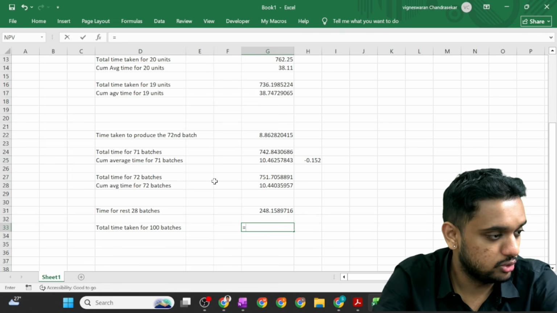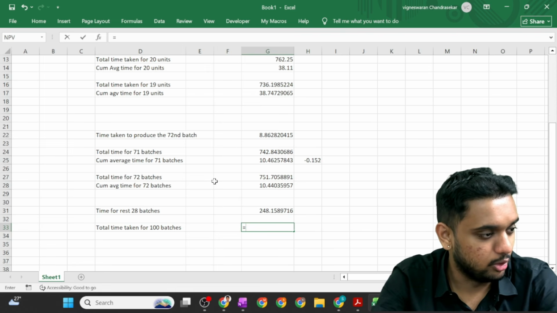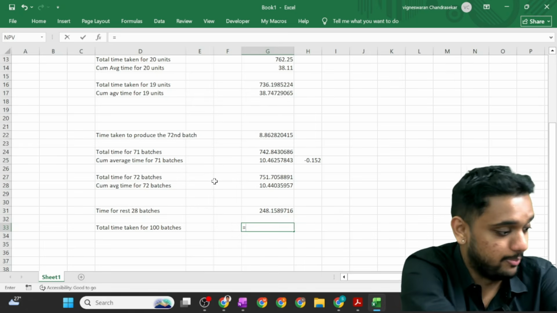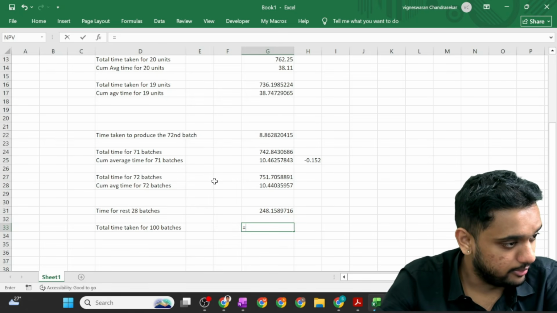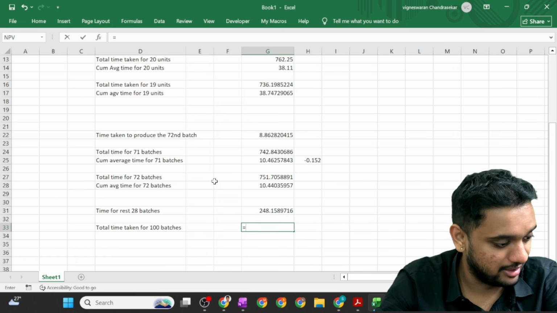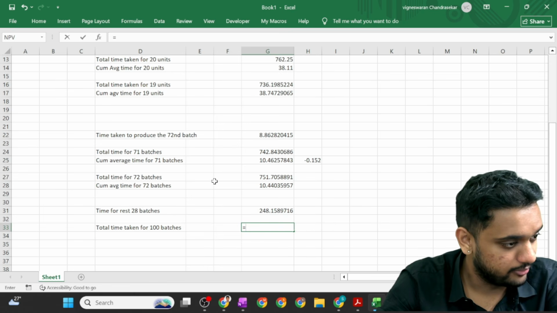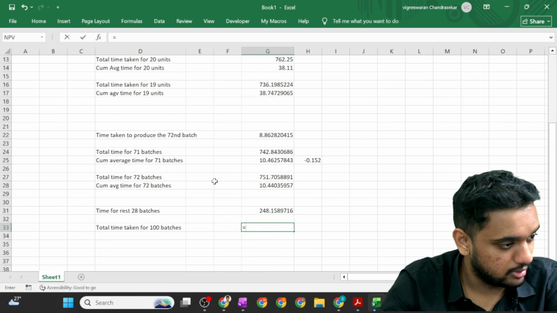Is equal to, wait, don't use the mouse. Come up. Enter plus. Enter. Formula over. Come up. Enter.